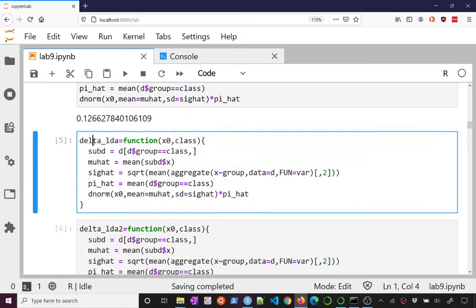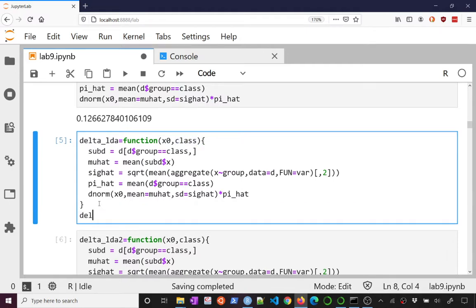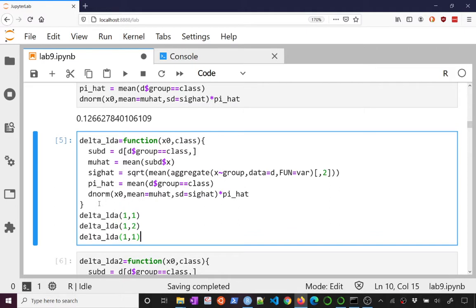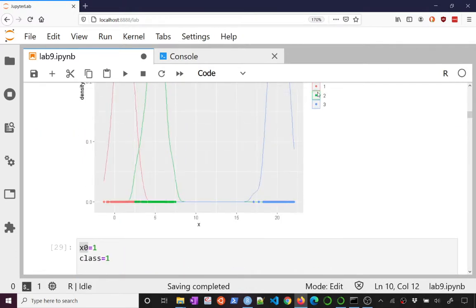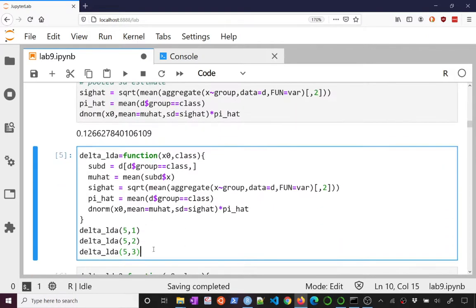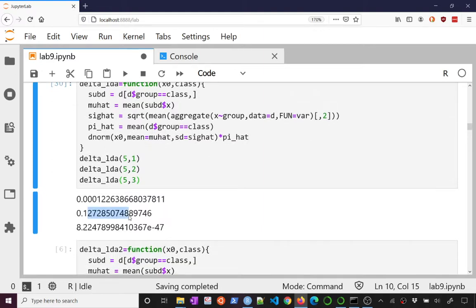So you can actually just throw this to a function called delta LDA. You give it the x you want to predict at, and you give it the class, so this would be 1, 2, or 3, and it will give you the value. If I want to predict at, let's say, 5, which is basically right in the heart of these greens, the discriminant function for class 2 should be the highest. We calculate all of those, and indeed the discriminant function for the second class is the highest one, and that's the one we should choose, right?